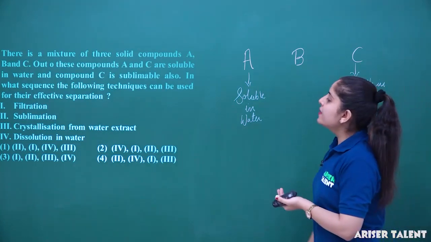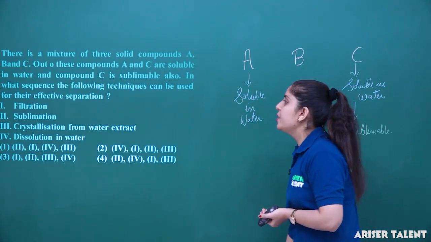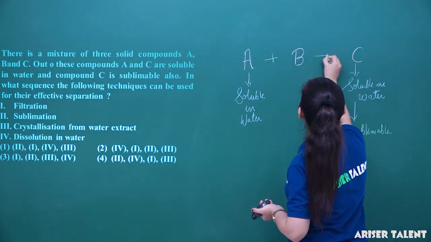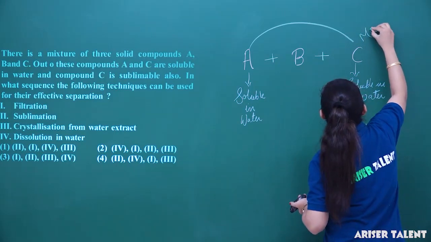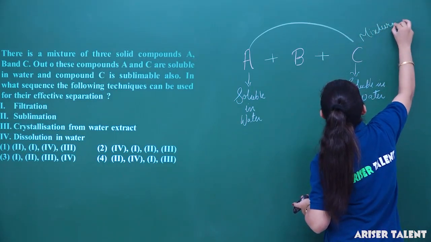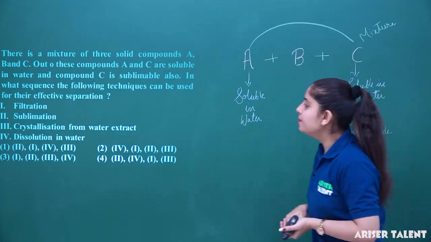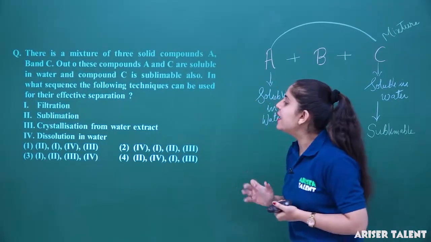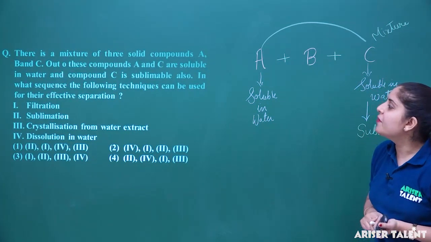In what sequence can the following techniques be used for their effective separation? It means A plus B plus C is the entire mixture we have been provided. Now, which sequence will you follow to separate the mixture? Let us check the options here: filtration, sublimation, crystallization or dissolution in water. Which technique will we use here?